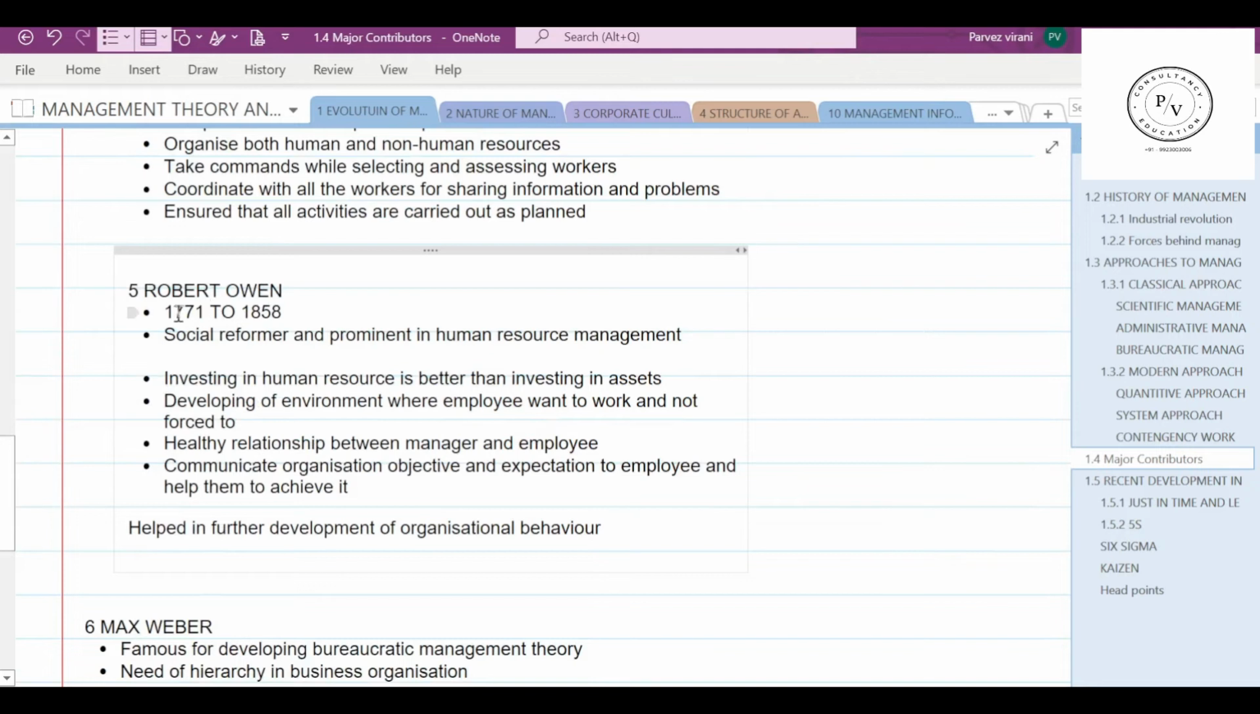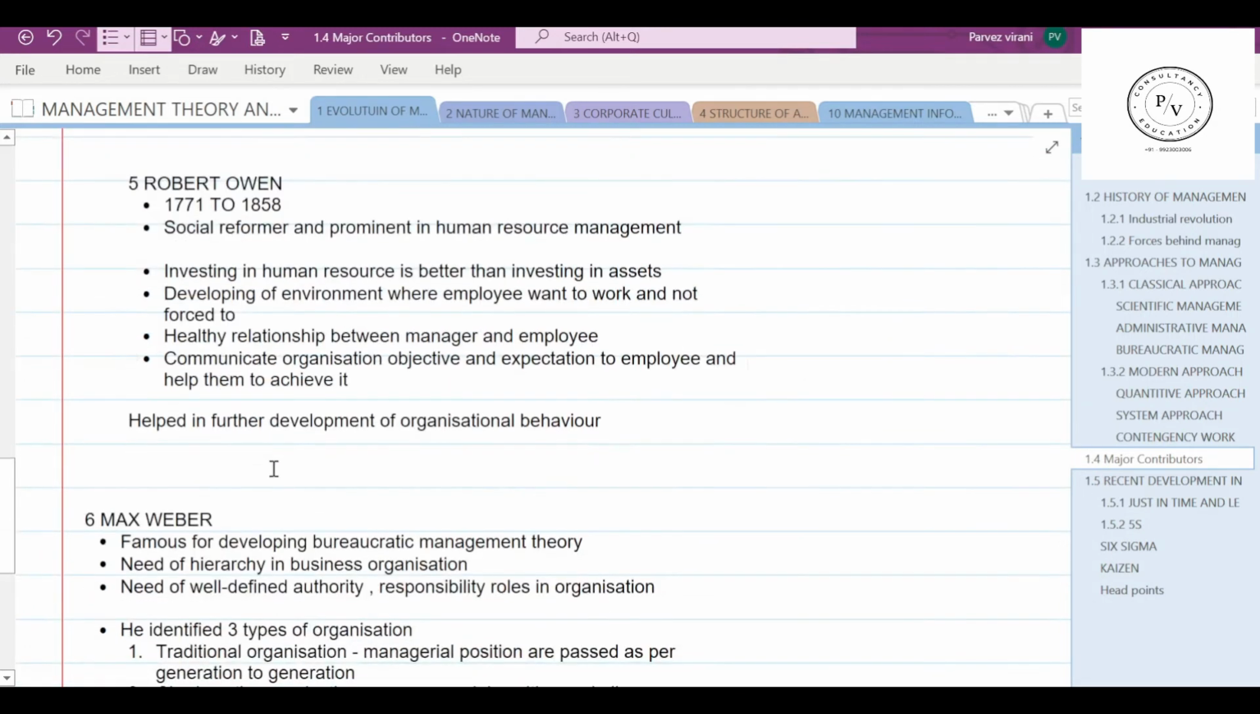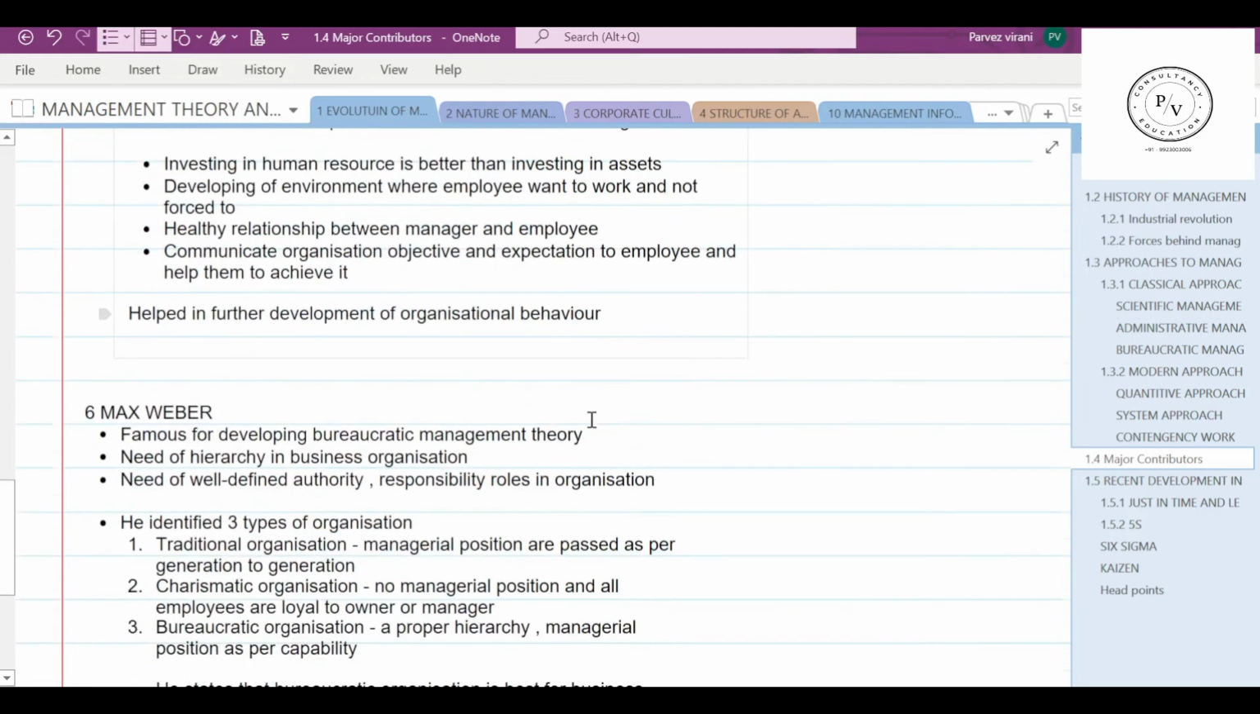Robert Owen, 1771 to 1858. He was a social reformer prominent in human resource management. Investing in human resources is better than investing in assets, he said. Developing an environment where employees want to work and are not forced to work. Healthy relationship between the manager and employee. Communicate organization objectives and expectations to the employee and help them to achieve them. Helped in further development of organizational behavior.